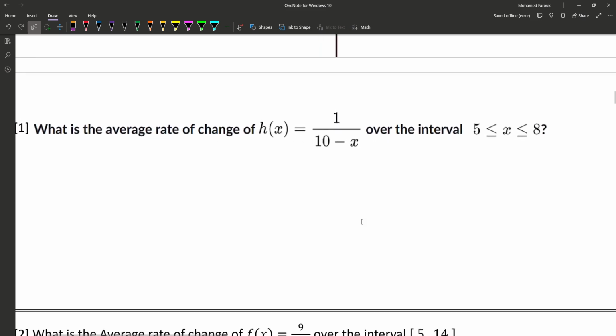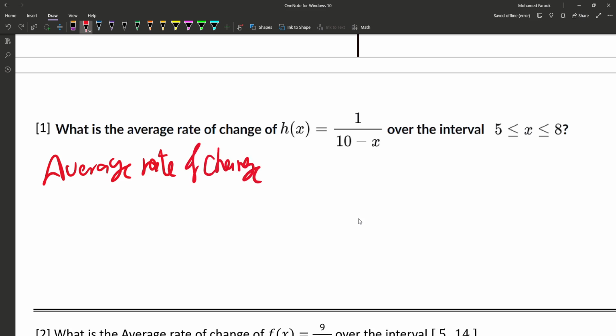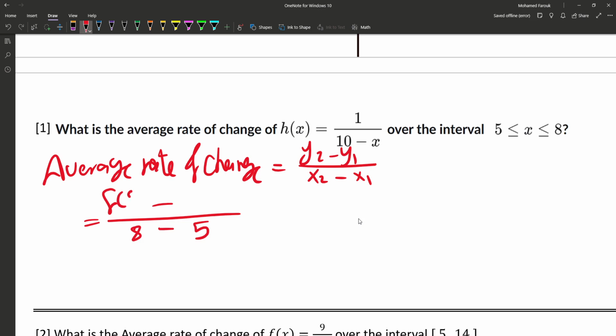find the average rate of change of h of x equal to 1 over 10 minus x over the interval x bigger than or equal to 5 and smaller than or equal to 8. So at first, the average rate of change is equal to y2 minus y1 over x2 minus x1. And we already have the x values, we have 8 and we have 5. Up there we have to get f of 8 and f of 5.